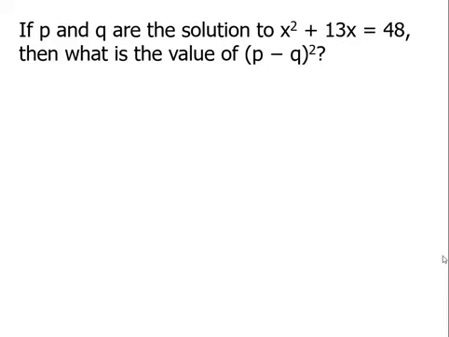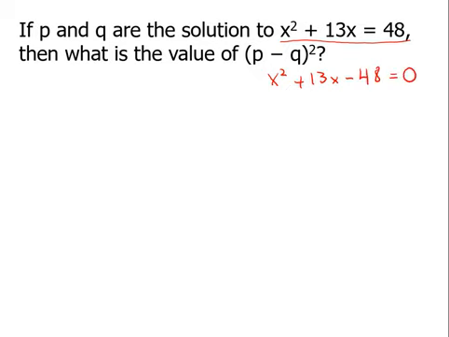If P and Q are the solutions to this equation, x squared plus 13x minus 48, then what is the value of P minus Q squared? Well, that equation is a quadratic. And of course, the way we solve a quadratic is to put everything on one side equal to 0. So I'm going to subtract 48 from both sides. I'm going to get x squared plus 13x minus 48 equals 0.